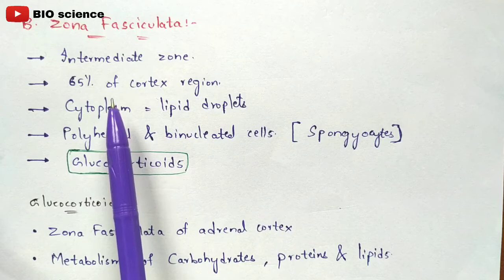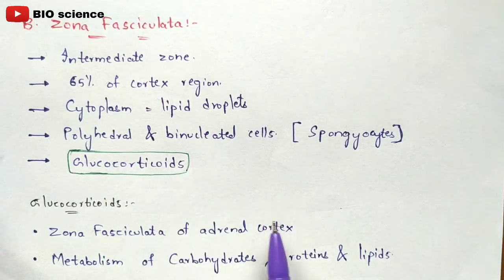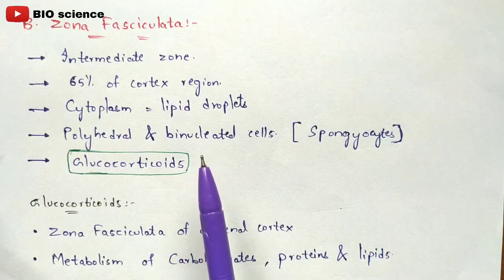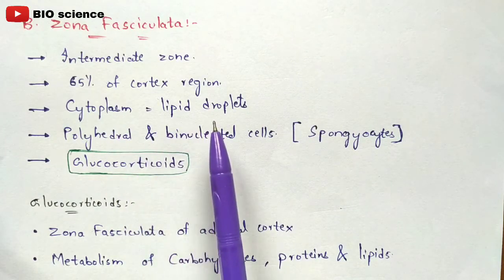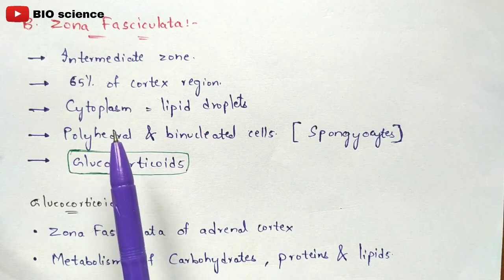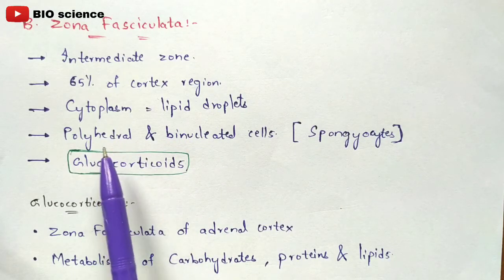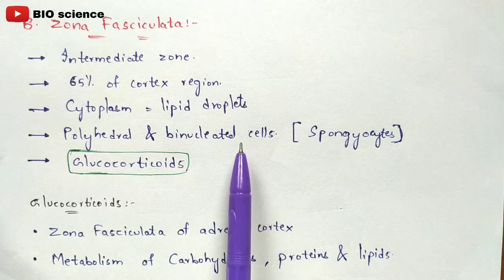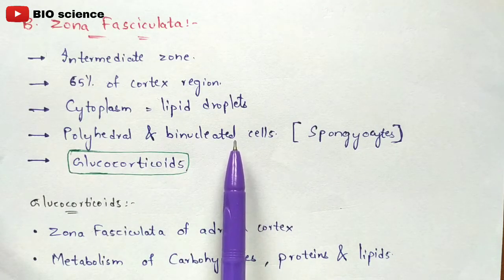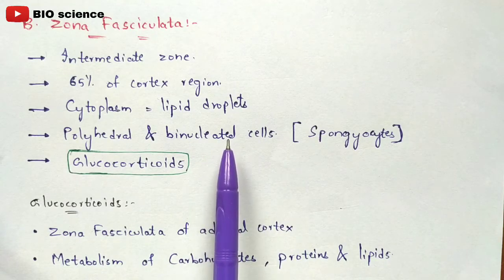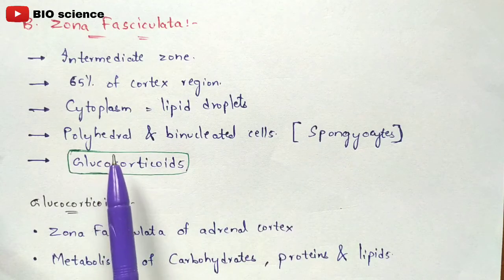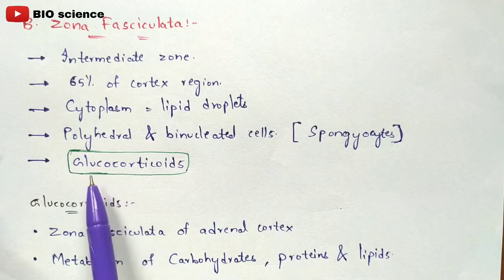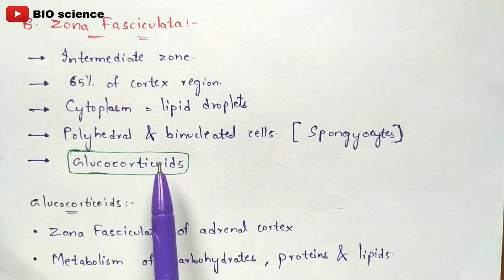And the cytoplasm of this zona fasciculata contains lipid droplets. Cytoplasm is nothing but the space present in the area of this zone, and in the cytoplasm the lipid droplets will be present. And normally the cells present in this zona fasciculata are polyhedral and binucleated cells. I mean each cell contains two nuclei. Okay, the singular is called nucleus and the plural is called nuclei. So here it contains two nuclei, and those cells are called spongiocytes. And the hormones secreted by the zona fasciculata are glucocorticoids. So these are the important things which you have to remember.